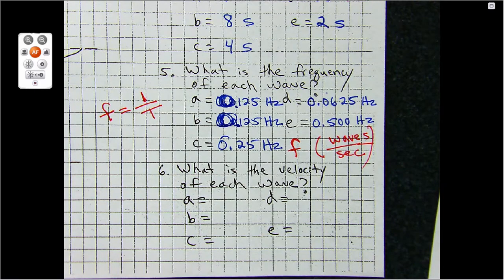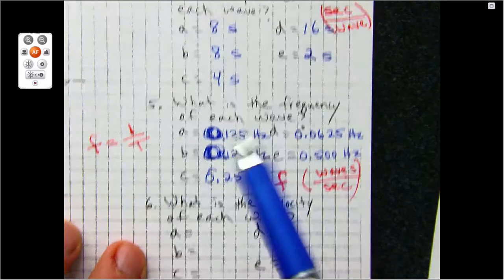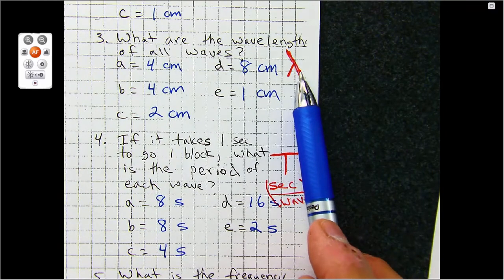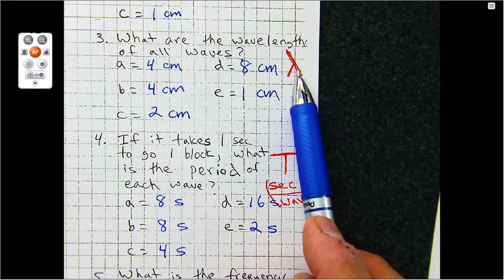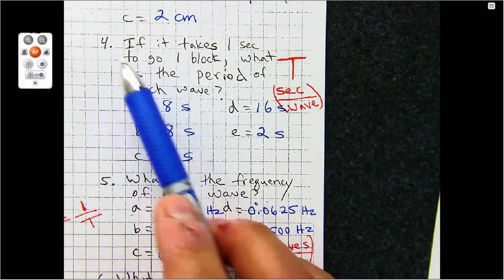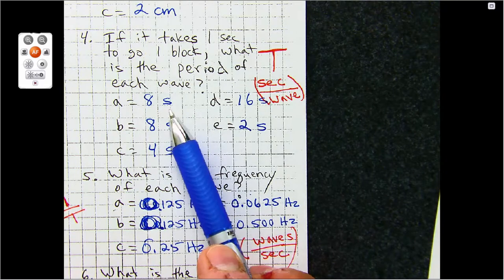Now, what is the velocity of each wave? What units do we need for velocity? We need meters per second. So that means we can do the wavelength of the wave divided by our period in seconds. That would get us centimeters per second.